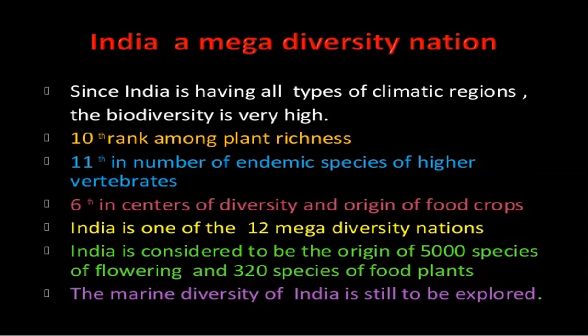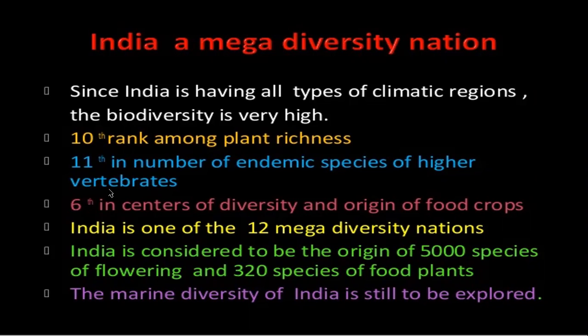We rank 10th in plant richness, 11th in the number of endemic species of higher vertebrates, and sixth in the centers of diversity and origin of food crops. India is one of the 12 mega diversity nations. It is considered to be the origin of 5,000 species of flowering plants and 320 species of food plants. And the marine diversity of India is still to be explored.